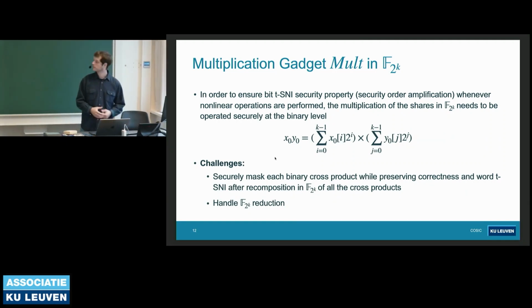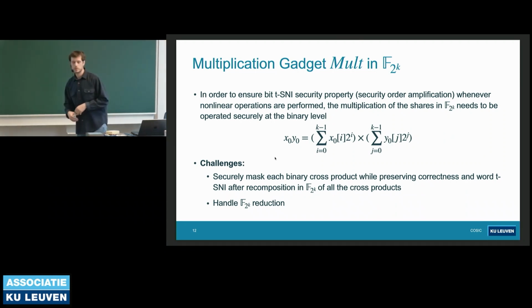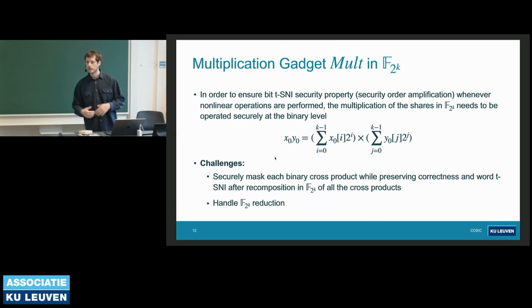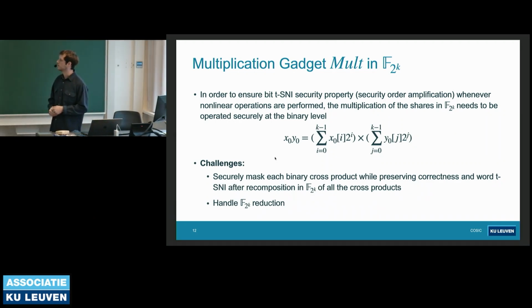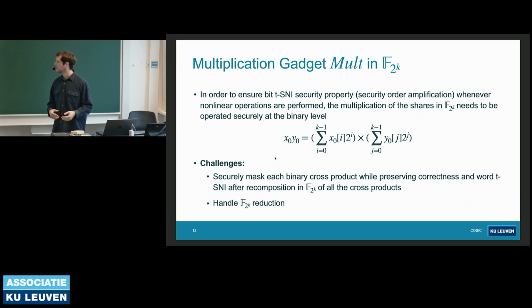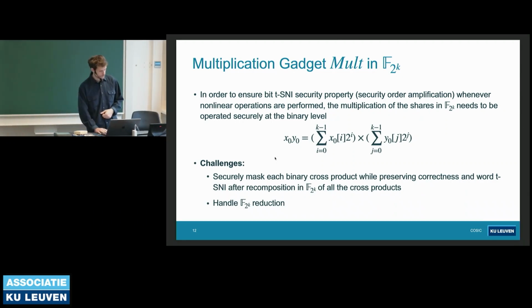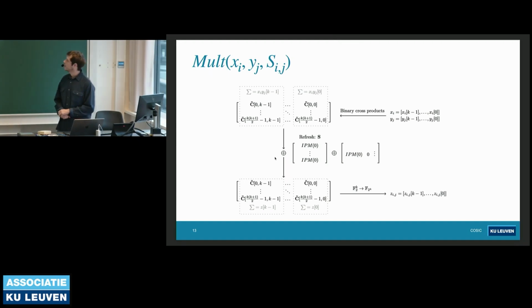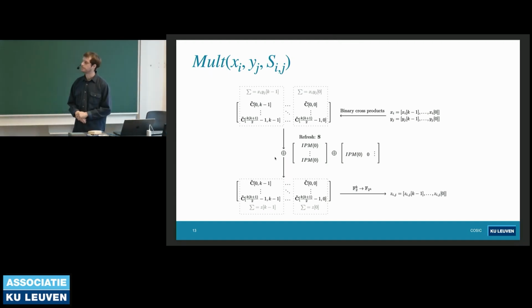To do that, we have a few challenges. To securely mask each binary cross product while preserving the correctness and the word level t-SNI security after recomposition in the field. And then we have to take care of the reduction as well. On a high level, this is how we do the nonlinear operation.